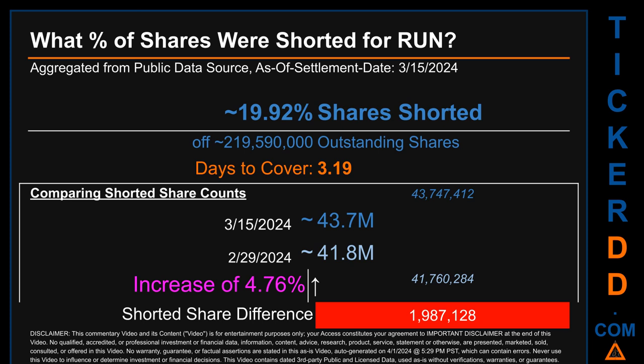When I compare the current 2-week period data snapshot against the previous period, ending in settlement date February 29, 2024, I find that the current snapshot had roughly 2 million more shares shorted. This means that, compared to the previous snapshot, the current snapshot has an increase of 4.76% of shorted shares.